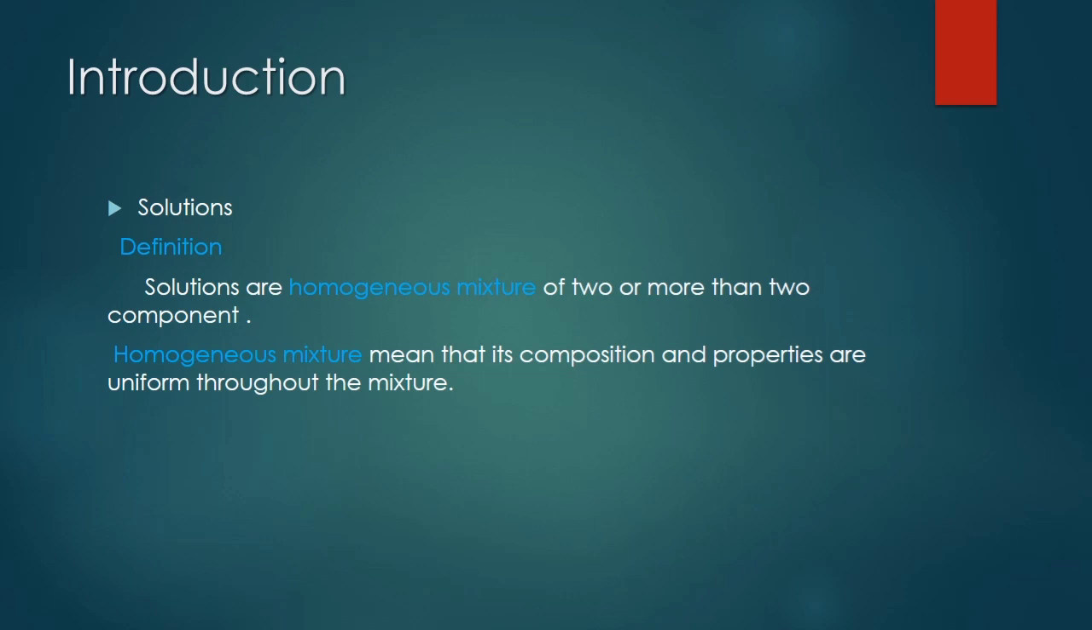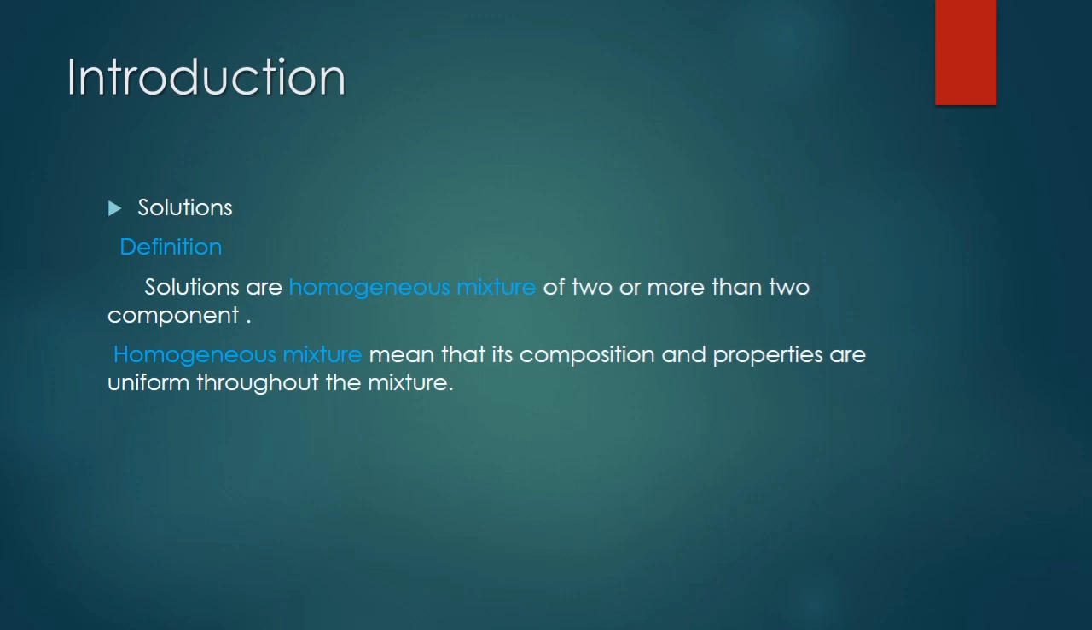Now you understood what we mean by homogeneous mixture, right? So now we can go to the definition of solution. Solutions are mixtures. Which type of mixture? Solutions are homogeneous mixtures of two or more than two components. So which type of mixture? Homogeneous mixture. Homogeneous mixture means that its composition and properties are uniform throughout the mixture. Their composition and their properties are uniform throughout the entire mixture. This type of mixture we call a homogeneous mixture. So solutions are homogeneous mixtures.